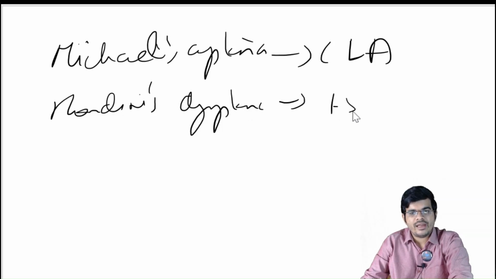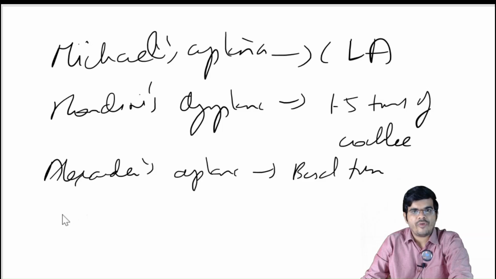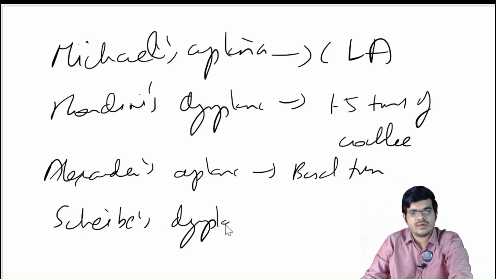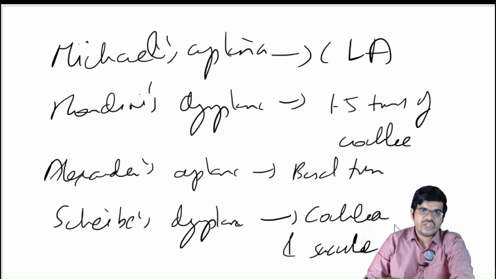Here 1.5 turns of cochlea develop. Alexander's aplasia, when the basal turn of the cochlea fails to develop. And finally you have Scheibe's dysplasia. Here the cochlea and saccule fail to develop. That's called Scheibe's dysplasia. So these are the various anomalies in inner ear development that you have to learn.